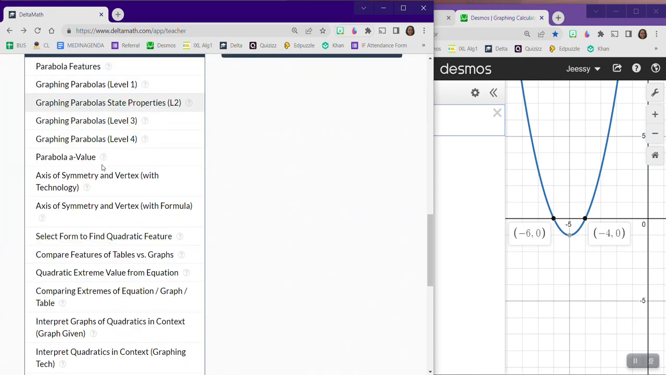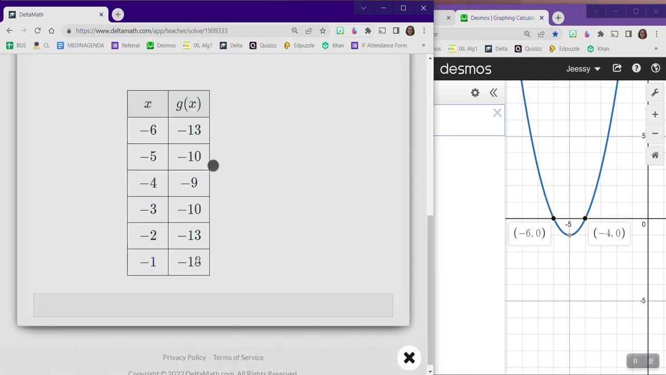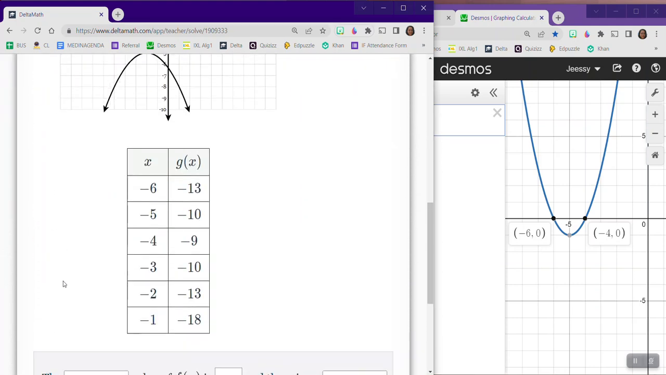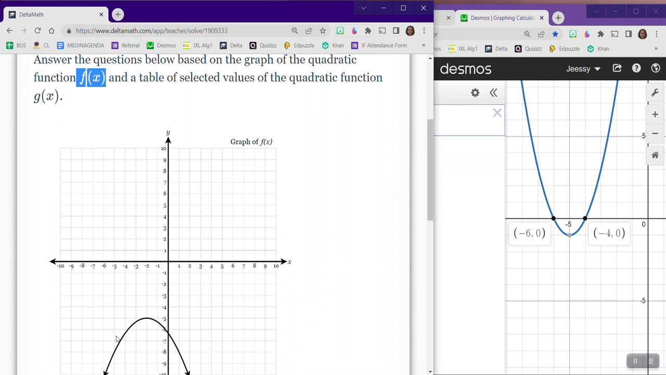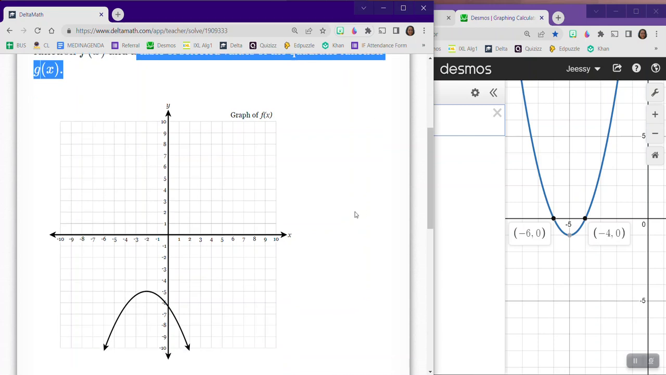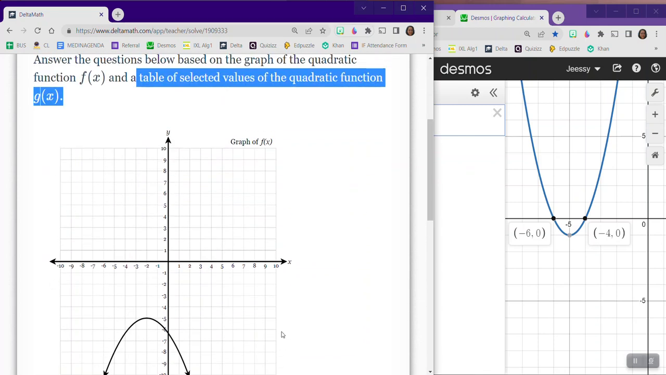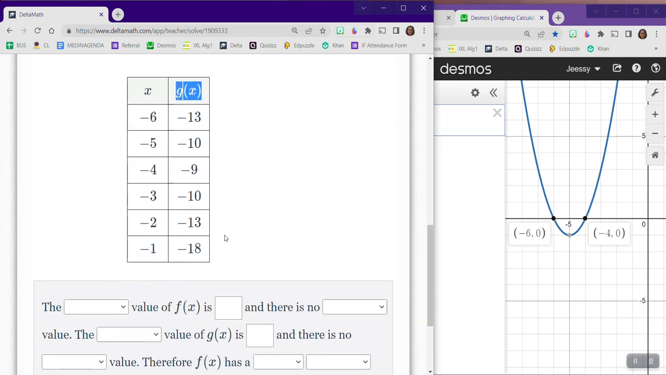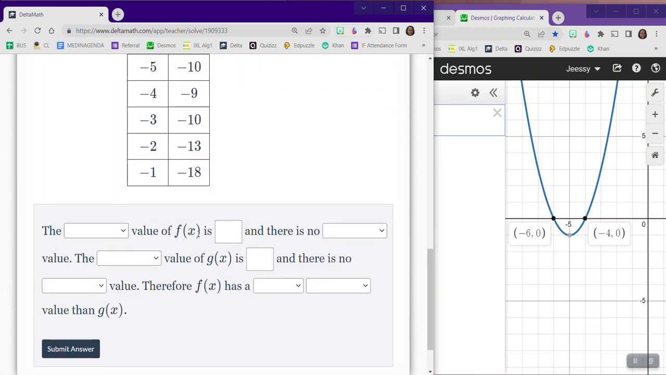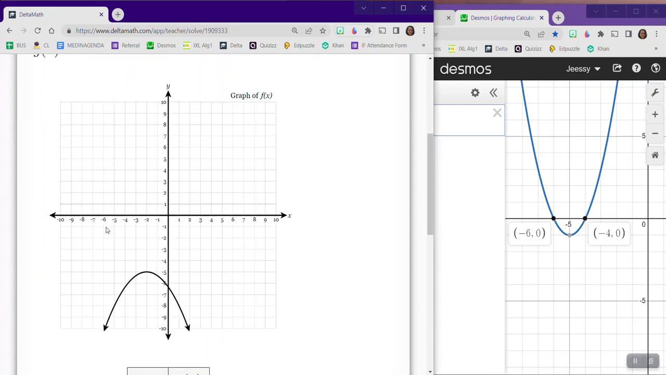And I think the last one was compare tables and graphs. All right, so answer the questions below based on the graph of the function f of x. So this graph right here is f of x, and a table of the selected values of the function g of x. So we're going to compare f of x versus g of x, right? Right here, g of x. The something value of f of x, minimum or maximum of f of x. What does f of x have?